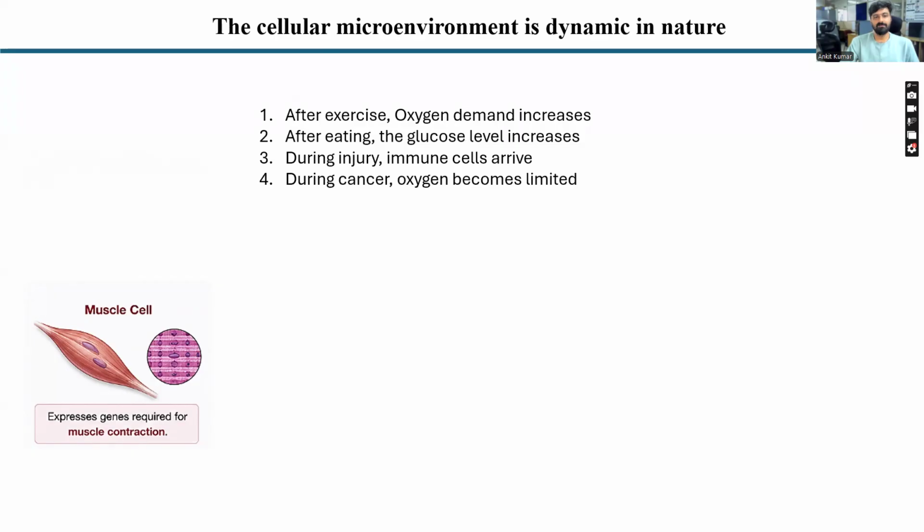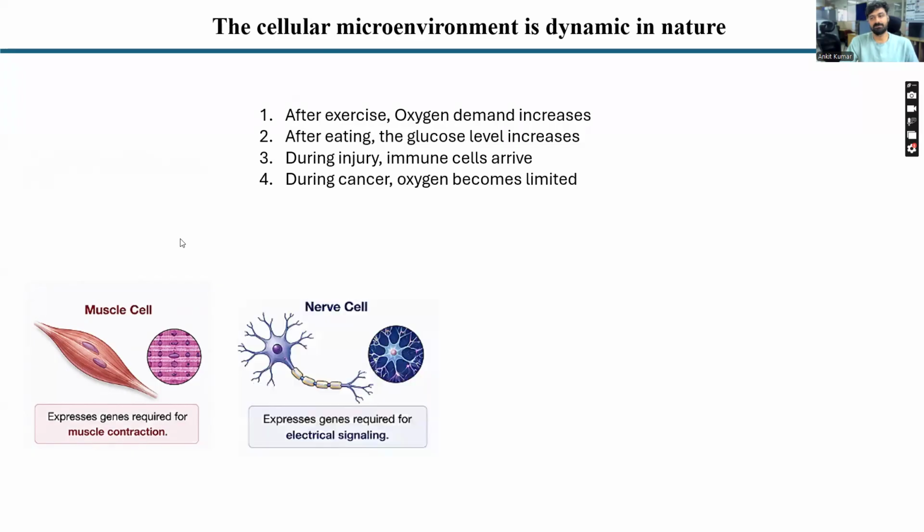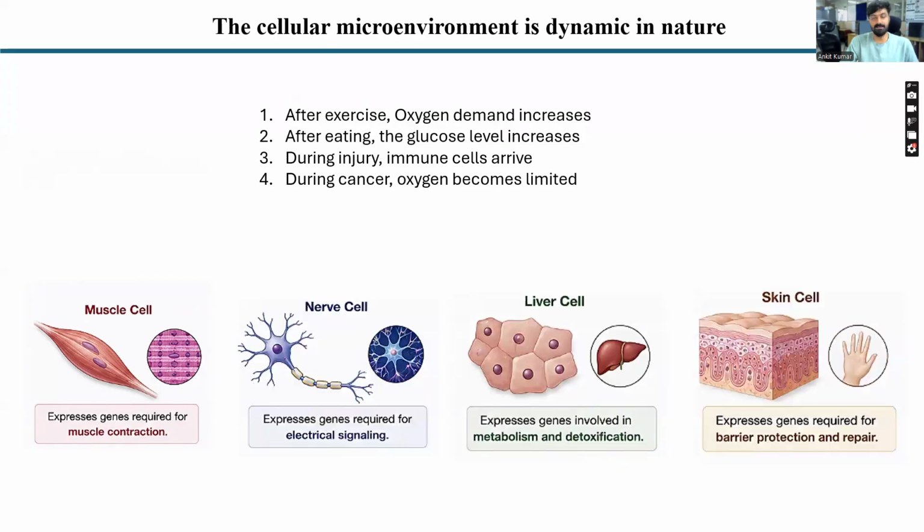Another interesting thing that we'll see here is that in our body, we have various tissues like muscle tissue, nerve tissue, liver tissue, and skin tissue. All of these tissues are made up of billions of the respective cells: muscle tissue is made up of muscle cells, then nerve cells, liver cells, and skin cells respectively. Now, when we talk about muscle cells, they express genes when there is a requirement of muscle expansion and contraction. Only at that time do these cells express that kind of gene.